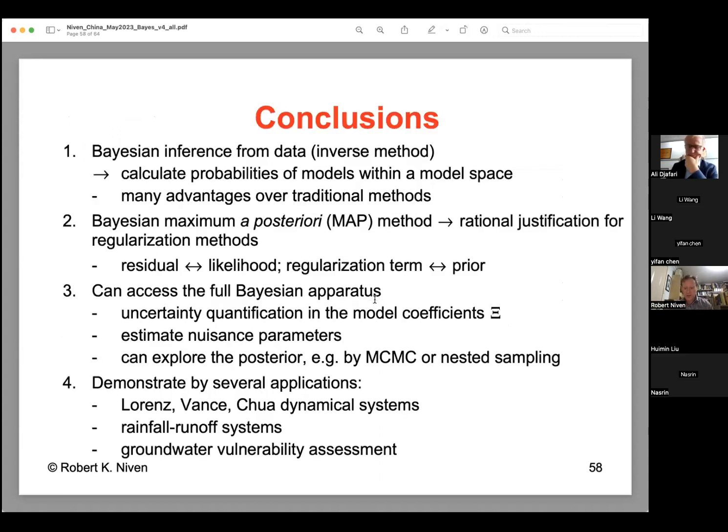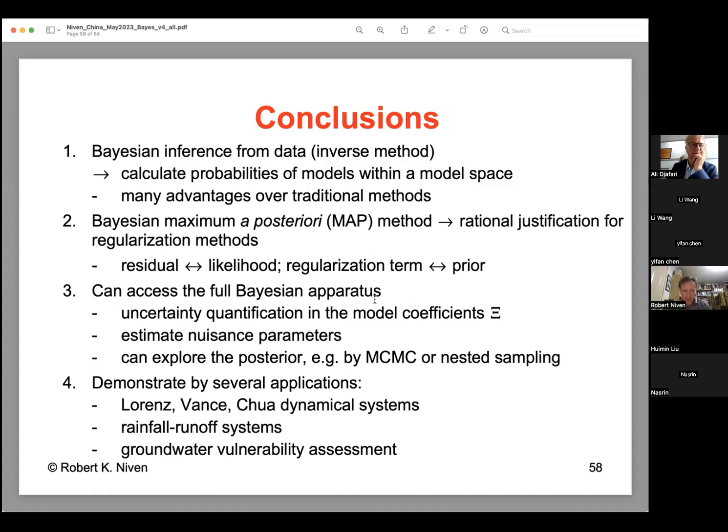Okay, so this brings me to my conclusions. So we've looked at Bayesian inference from data. So as an inverse method, we can calculate probabilities of models within a model space. And for this reason, Bayesian inference offers many advantages over traditional methods of solving inverse problems.